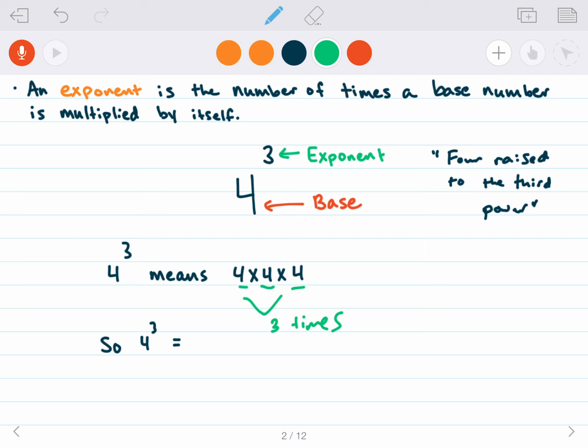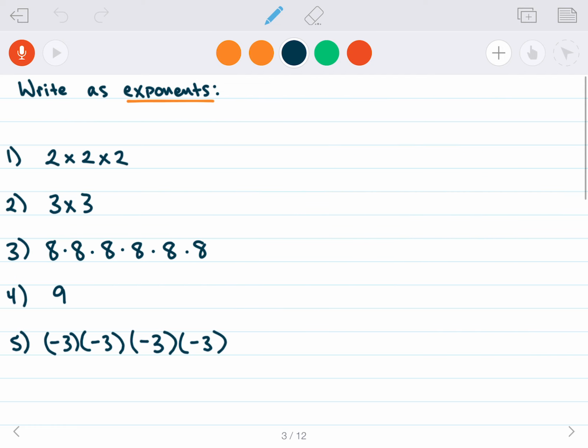And so 4 to the third is 4 times 4 times 4, and 4 times 4 is 16. 16 times 4 is 64. So 4 to the third is going to be 64. That's our answer there. All right, so let's do some practice writing these expressions as exponents.